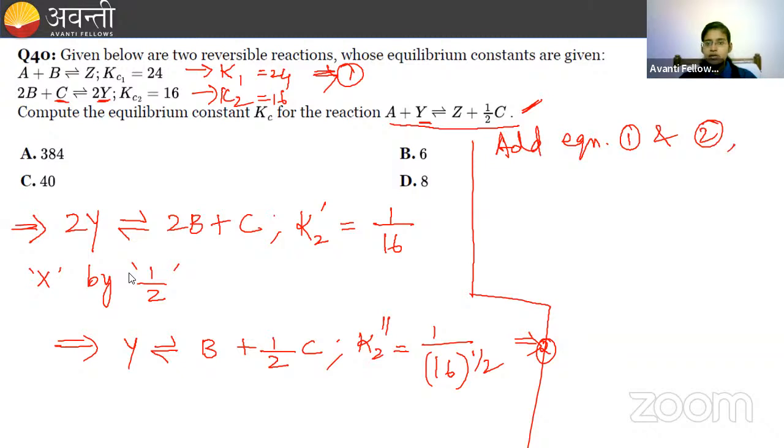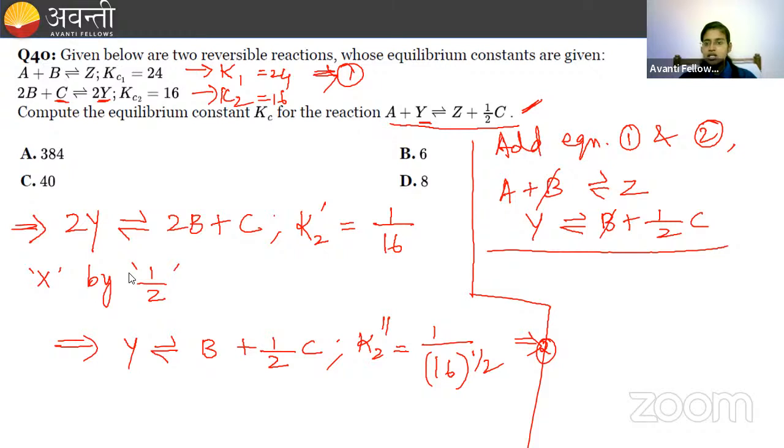So A plus B in equilibrium with Z, and Y in equilibrium with B plus half of C. Here B will get cancelled on both sides. So A plus Y is in equilibrium with Z plus half C. This is the required equation, and we are getting it by adding the two.